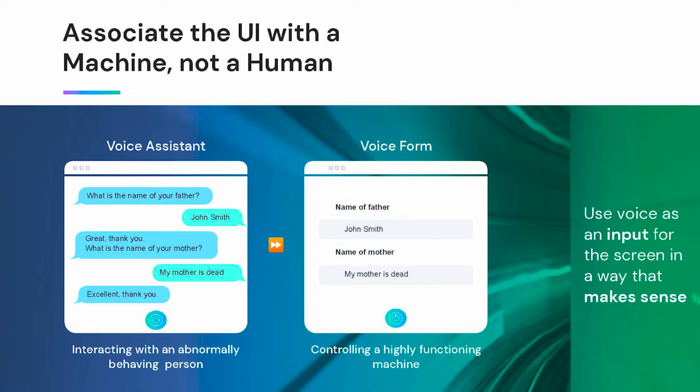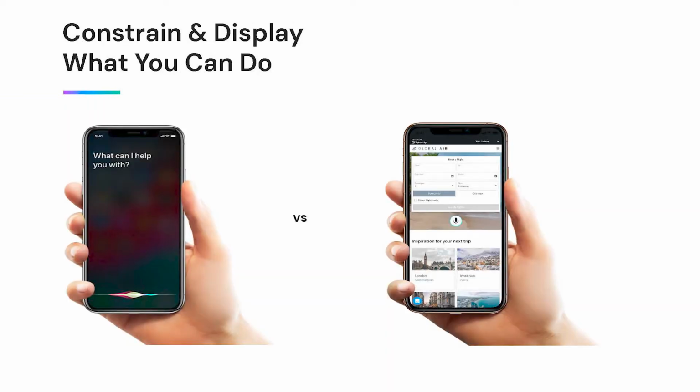However, with the reactive voice UI approach, you look to add voice as a UI feature to a screen and leverage standard graphical user interface elements to make it obvious for the user that they are operating a machine. There is no illusion of a person. And by adding voice as a feature to the visual UI, you are just making a machine more powerful. The difference in the approaches are essentially going from trying to interact with an abnormally behaving person to controlling a highly functioning machine. The second thing that a screen helps you with is scoping the context of the user experience.